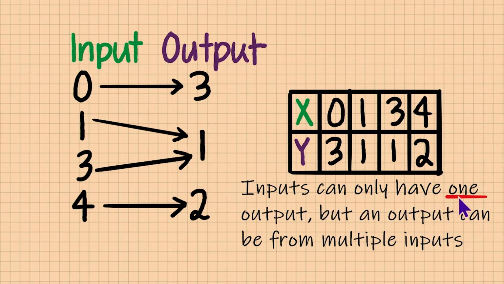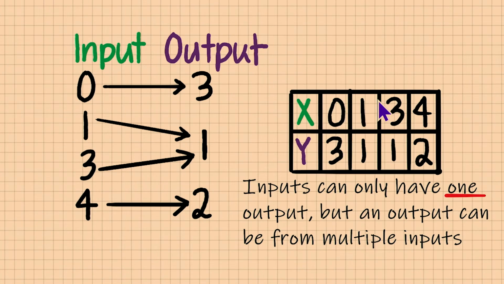But inputs can have only one output, but an output can be from multiple inputs. So as you can see here, the 1 is an output of both input 1 and 3. The x is the input and the y is the output. 1 is an output for two numbers, but that's acceptable, and I'll show you how you can tell. You can see it's repeated twice, but that's okay because it's technically still a function.